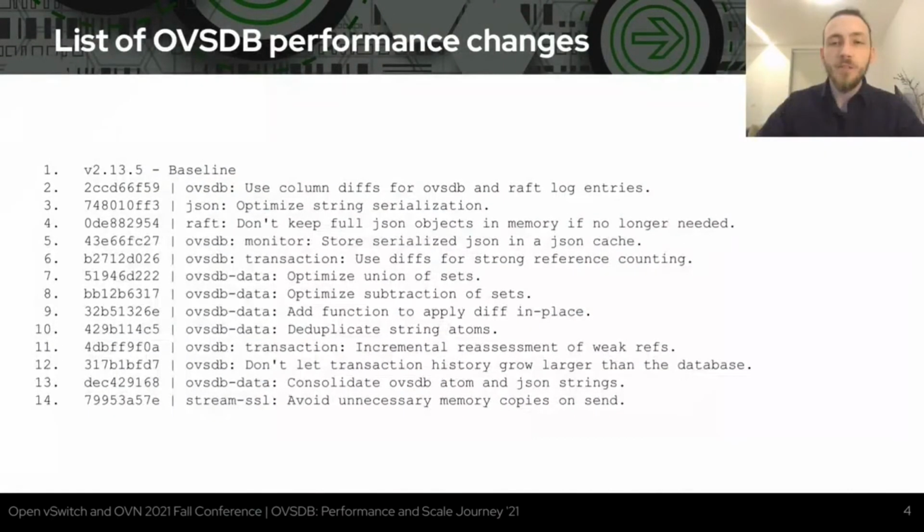Here's a list of OVSDB performance-related changes that were accepted during the last year, and which I will try to cover. We will take a look at each of them separately. OVS 2.13 will be our baseline, so now let's take a look at the test scenario.